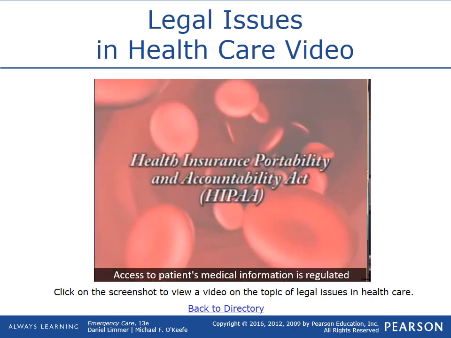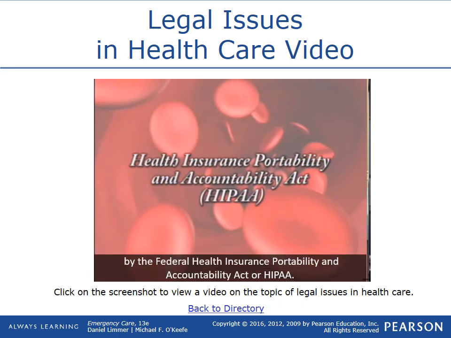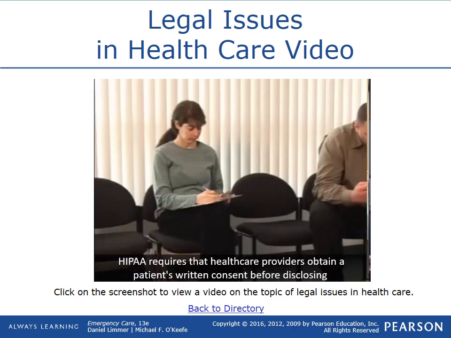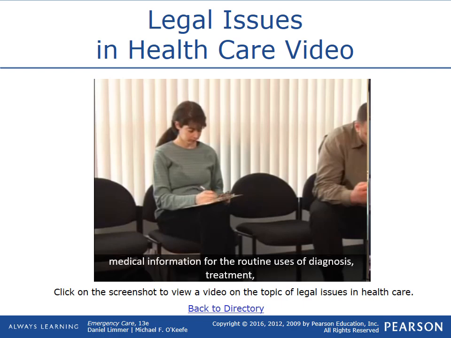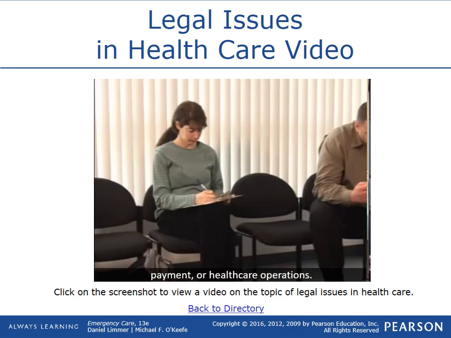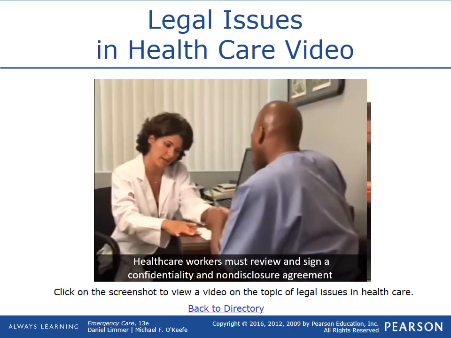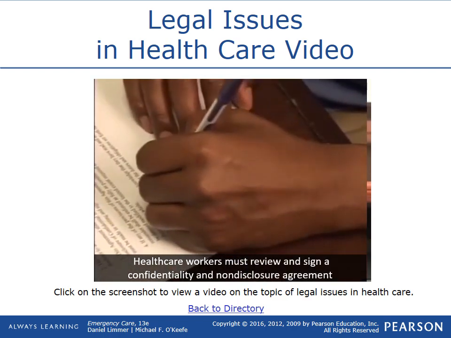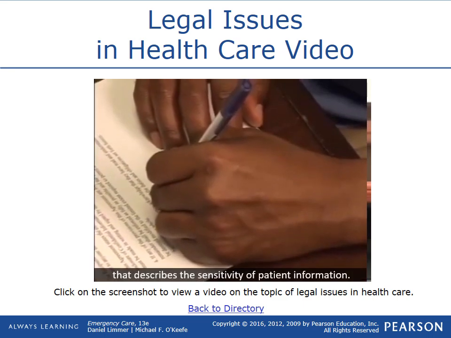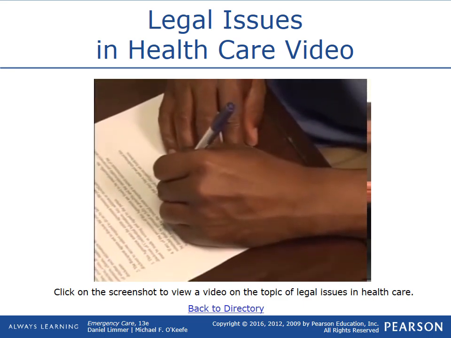Access to patients' medical information is regulated by the Federal Health Insurance Portability and Accountability Act, or HIPAA. HIPAA requires that healthcare providers obtain a patient's written consent before disclosing medical information for the routine uses of diagnosis, treatment, payment, or healthcare operations. Thus, each laboratory must give patients information on their rights and on the ways their laboratory test results will be used. Healthcare workers must review and sign a confidentiality and non-disclosure agreement that describes the sensitivity of patient information.